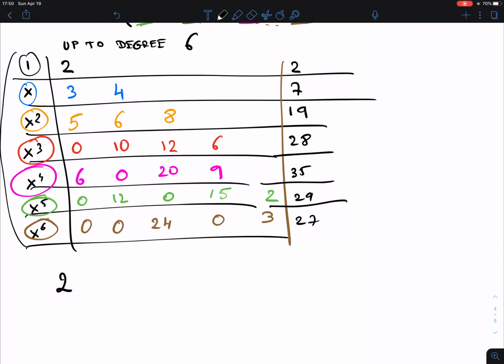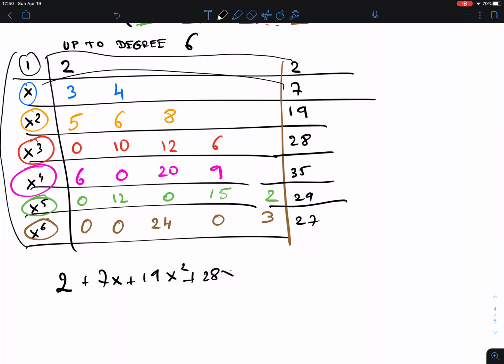Now write down what this means, right? So we really have to combine these two guys, right? So it's 2 times 1 plus 7 times x plus 19 times x squared plus 28 times x cubed plus 35 times x to the 4th plus 29 times x to the 5th plus 27 times x to the 6th. And I hope I didn't make any silly mistakes here, but if so, it would just be a counting error, right? Okay, and that's what you needed to do.